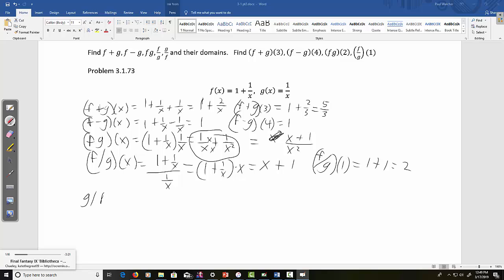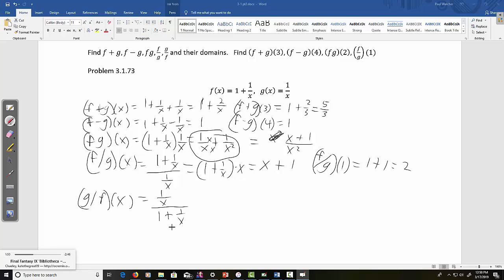G over f, this is actually a part I added into the problem, would be, oh, it's just the flip of this, isn't it? Yeah, it's the flip of f over g. So, since it's the reciprocal of f over g, it'll be 1 over x plus 1. But we'll go ahead and do it this way, 1 over x, because you guys probably need the practice on doing complex fractions.